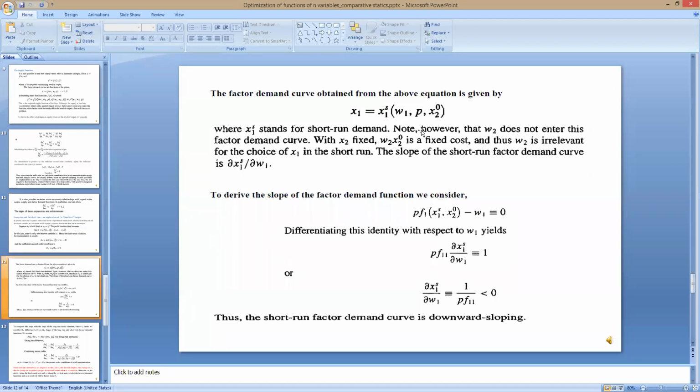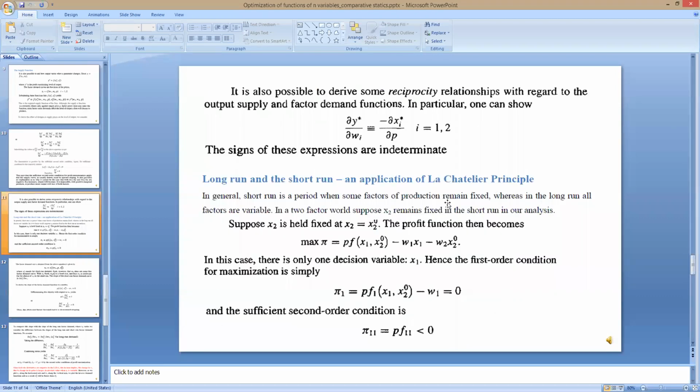Okay, so if this is the first order condition, we will put this function in the first order condition. The first order condition was P f1 minus W1 is equal to 0. In this first order condition, we will put the value function, that is, we will put x1 star here. This x1 star will be a function of W1, P, and x2 naught.